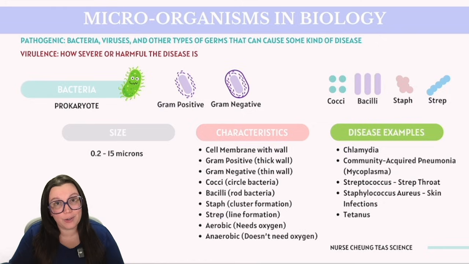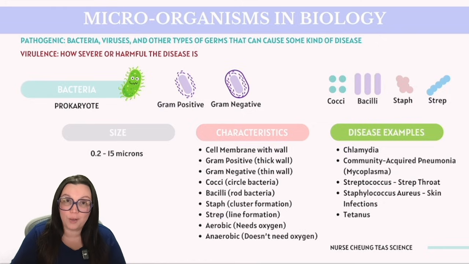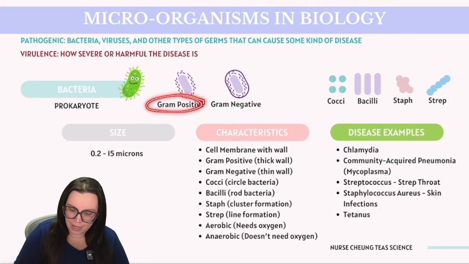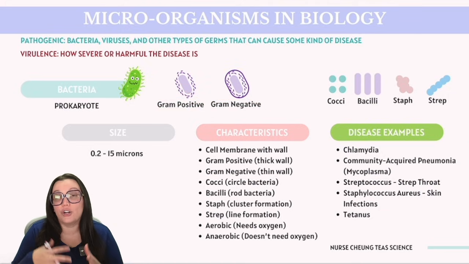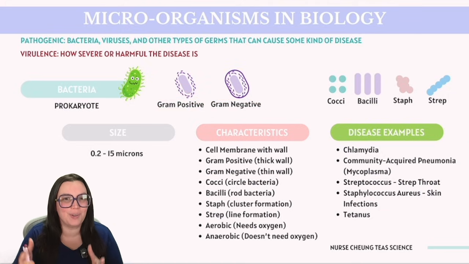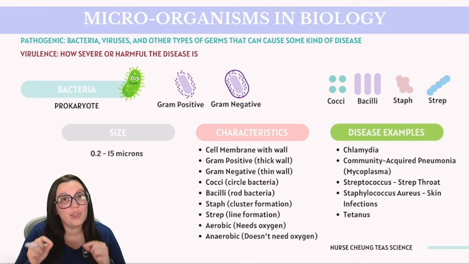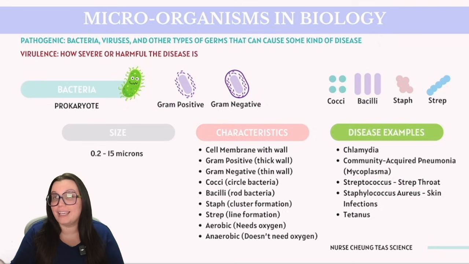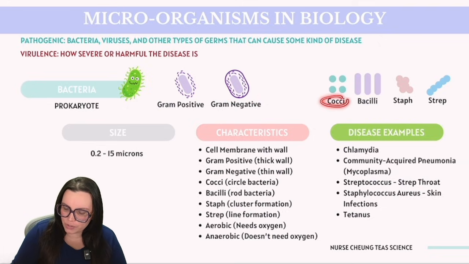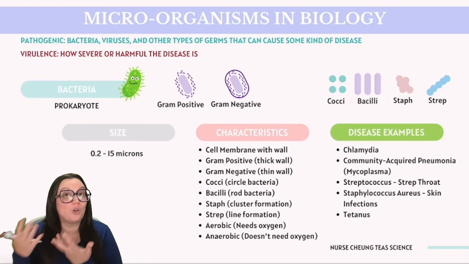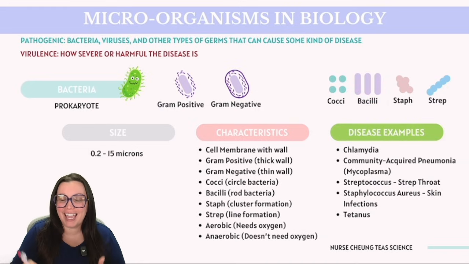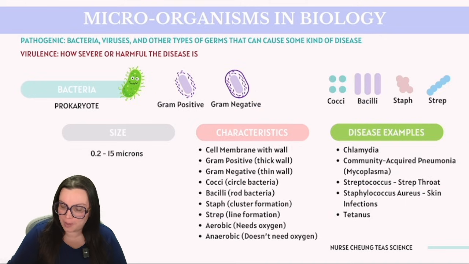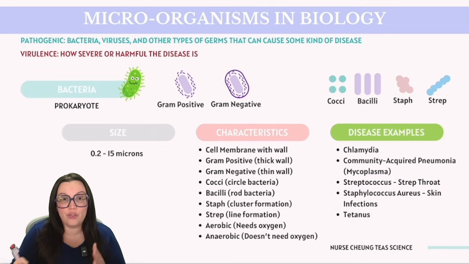Bacteria can be further categorized based on the composition of these cell walls into two types, gram-positive and gram-negative. Gram-positive bacteria have a thick cell wall, while gram-negative bacteria have a thinner cell wall but an additional outer membrane. Additionally, bacteria can be categorized by their shape. Cocci are more spherical and bacilli are more rod-shaped. The organization of these shapes can be indicative. For example, cocci that group in a grape-like structure are known as staphylococci, and those that form long chains are known as streptococci.